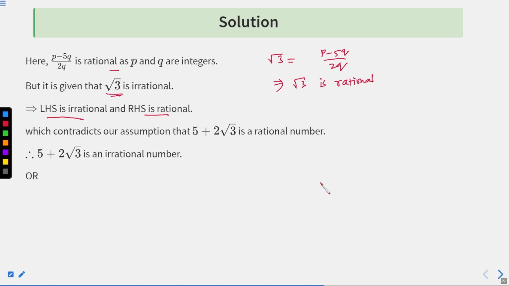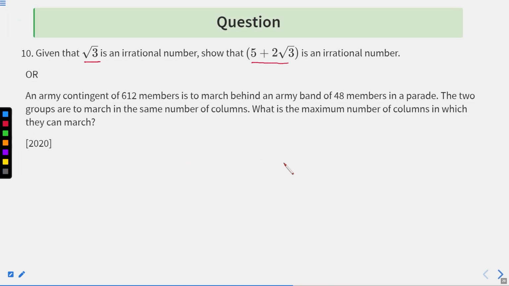Therefore 5 plus 2 times root 3 is an irrational number. So proved. That is what we had to prove: 5 plus 2 times root 3 is an irrational number, where root 3 is given as irrational. Now let us see the next one.